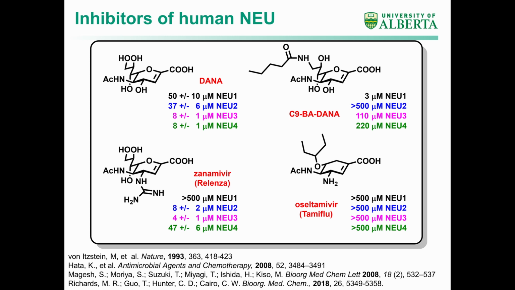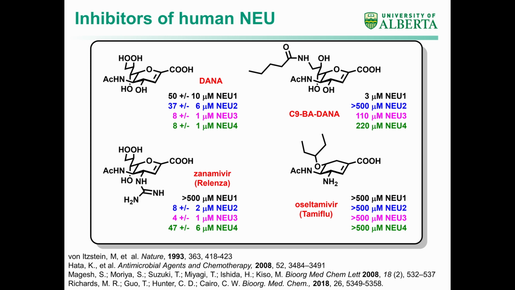It's not very good at all. That's probably because it's lost all the hydrogen bond donors and acceptors that should be sitting out here in the glycerol sidechain. Zanamivir, though, keeps those, and it's still not all that great. It's okay. It's single-digit micromolar for NEU2 and NEU3. It's not very good for NEU1, and it's not that great for NEU4.